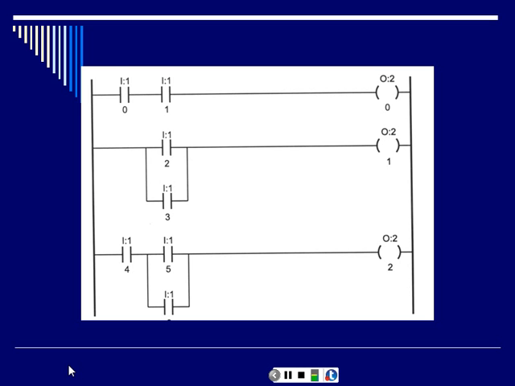If rung two's not working, in this particular diagram, it has nothing to do with 1 or 3, if you look at it, because it has its own push buttons: input screw 1 or input screw 2, and input screw 3, and then output screw 1. Yes, sir.